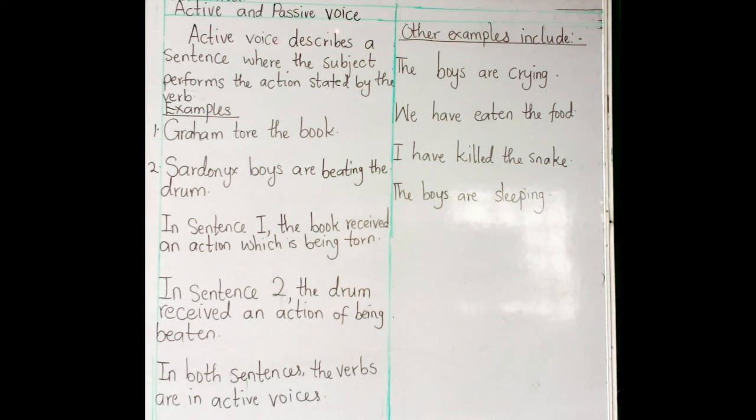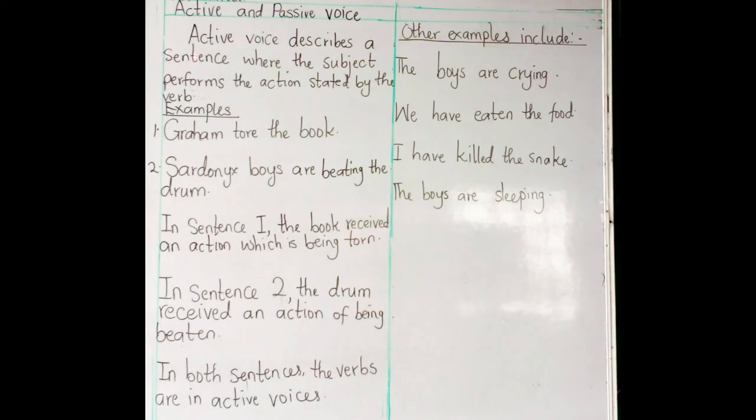So we say active voice describes a sentence where the subject performs the action stated by the verb. I believe also that we can remember when we once treated sentences as a topic. I think we did that in primary 4. Remember, I always make reference to what we've done in relation to what we are doing. You always go from the known to the unknown. So in this case, we've done something on sentences. I believe I've refreshed your memory there.